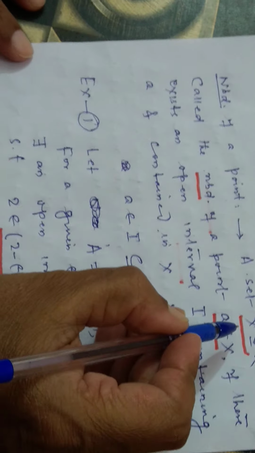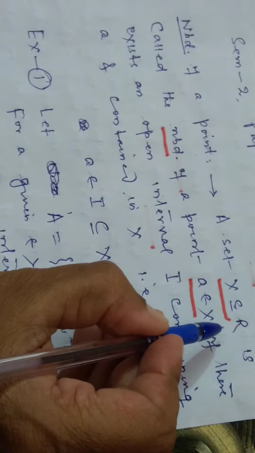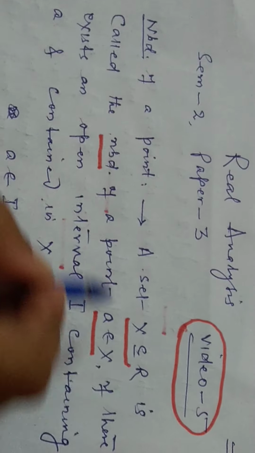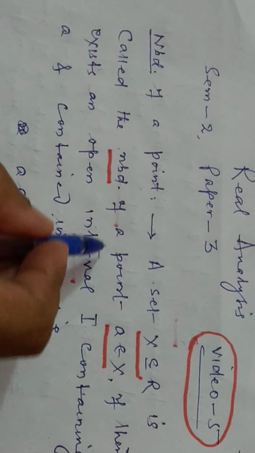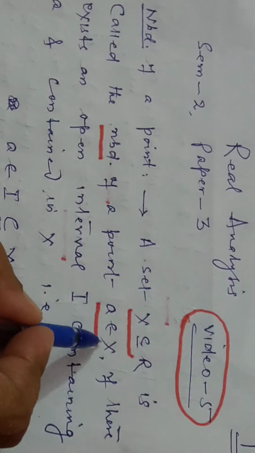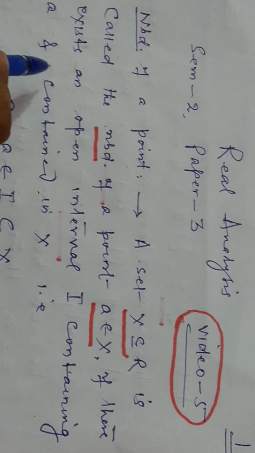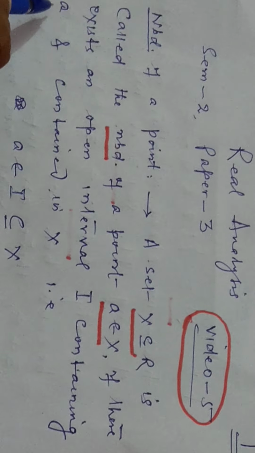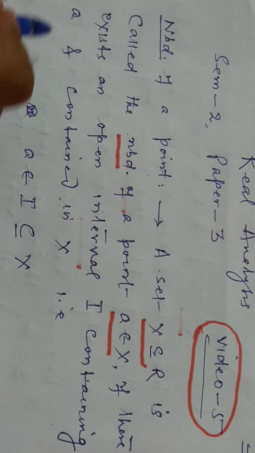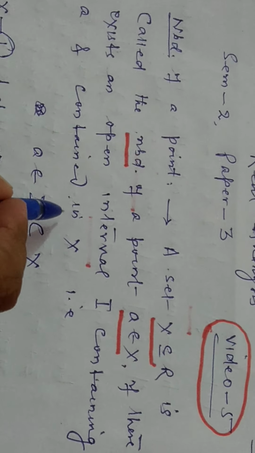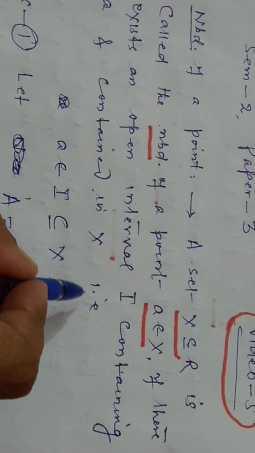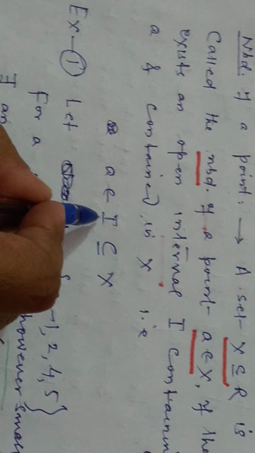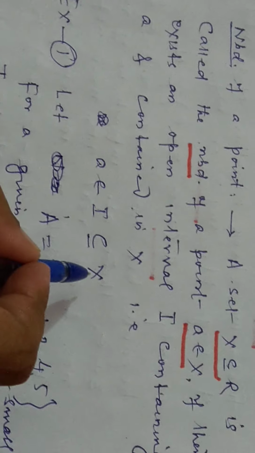A set X, which is a subset of R, where R is the set of real numbers, is called the neighborhood of a point A belongs to X if there exists an open interval I containing the point A and contained in set X, and symbolically this is expressed as A belongs to I, which is a subset of X.